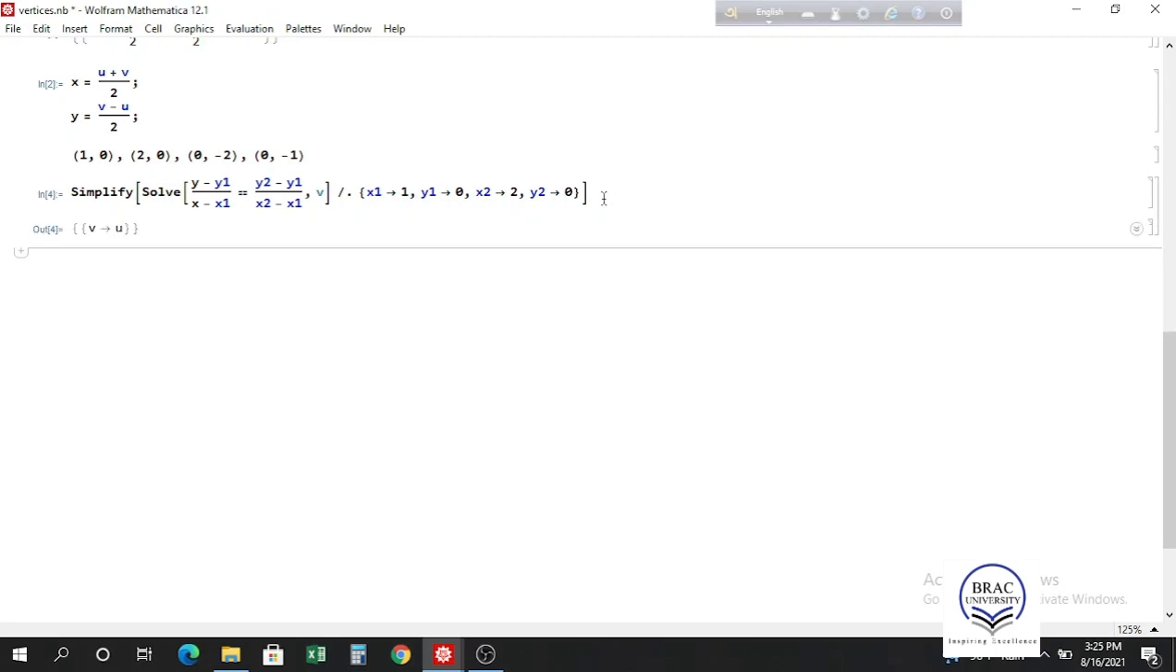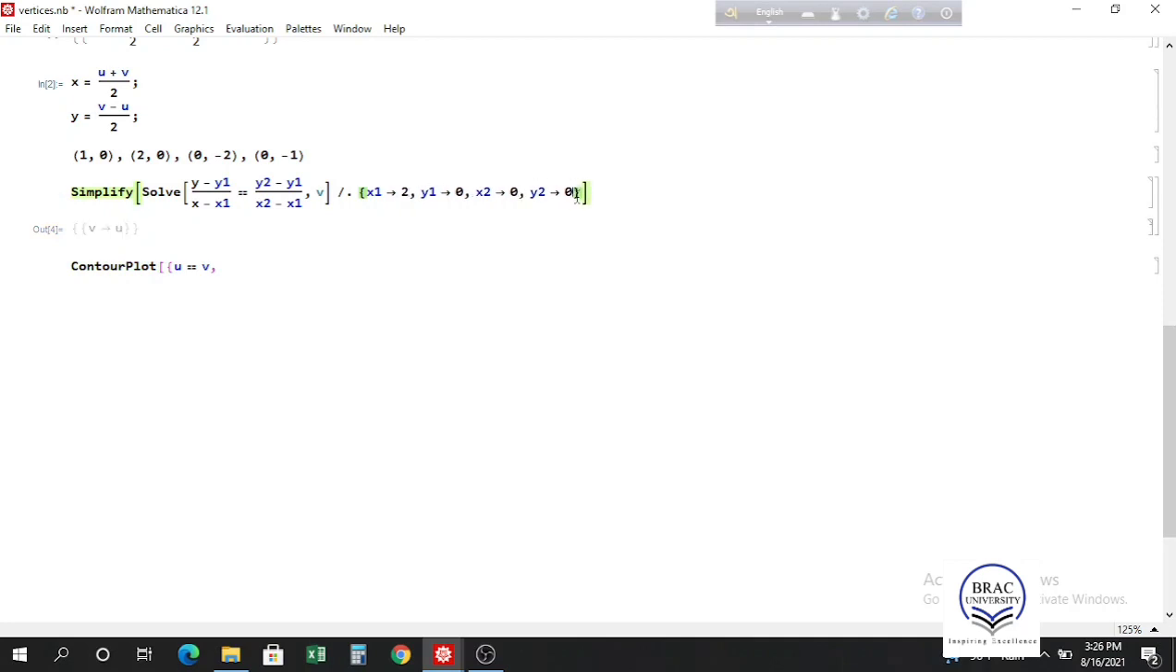u equals v. This is the equation of the line in the UV plane connecting the 2 points 1 0 and 2 0. As we want to plot the region R in the UV plane, inside the contour plot, let's write u equals v. This is our first equation. Now change the x1 y1 and x2 y2.